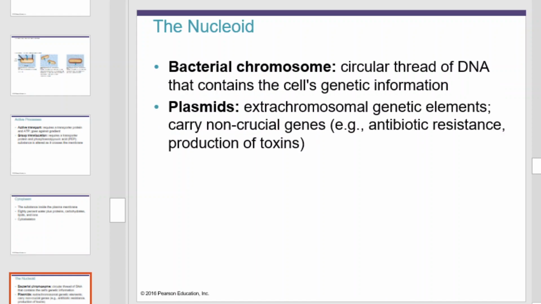The nucleoid. The nucleoid is likened to a nucleus, but not a true nucleus. It is the location of the bacterial chromosome, which is a circular thread of DNA that contains the cell's genetic information. Plasmids may also be present in the nucleoid. These are extrachromosomal genetic elements that carry non-crucial genes, such as antibiotic resistance and the production of toxins.